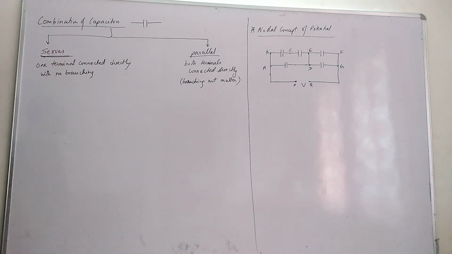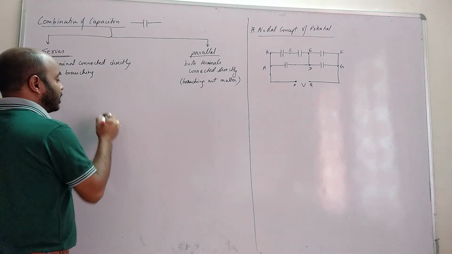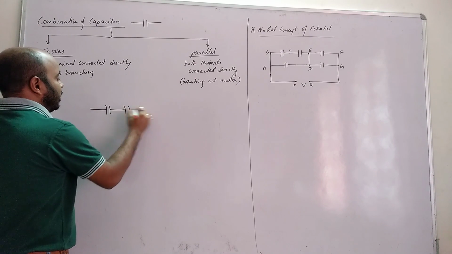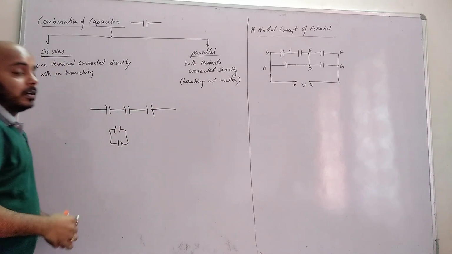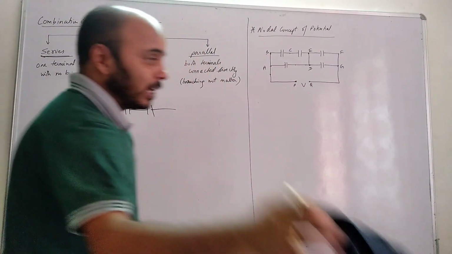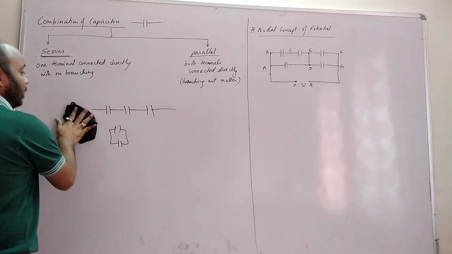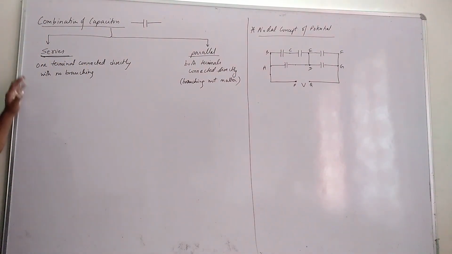In terms of resistors, there are a few students who have a misconception like this: if it is a straight line then it is series, if it is up and down then it is parallel. This is a very bad idea. These things will not help you. There is a particular way to identify the series and parallel combination.